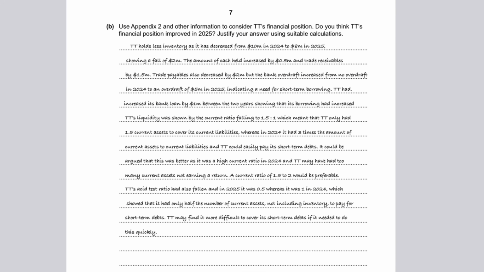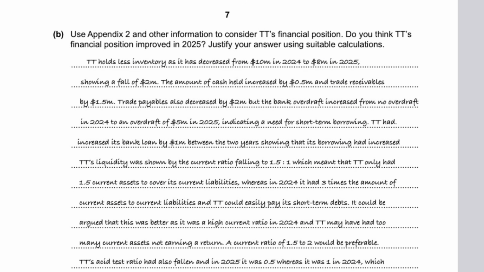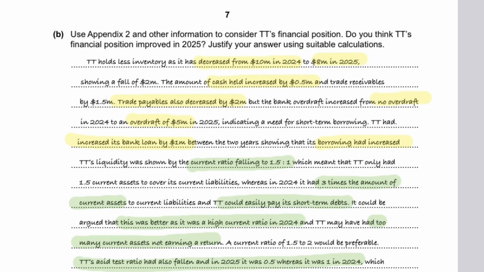Question B. Use Appendix 2 and other information to consider TT's financial position. Do you think TT's financial position improved in 2025? Justify your answer using suitable calculations. And for your information, this question was extracted directly from the Specimen answer paper from Cambridge.